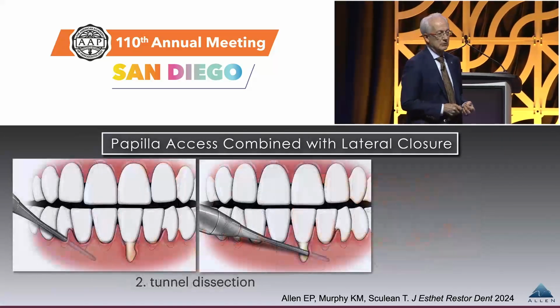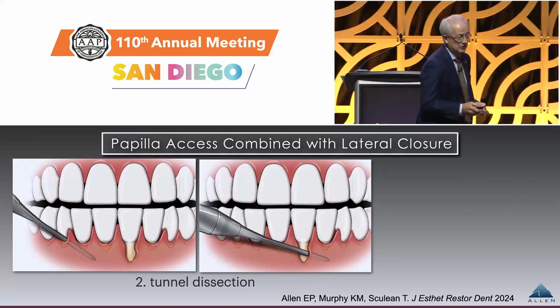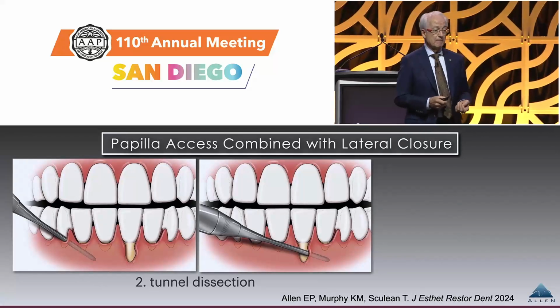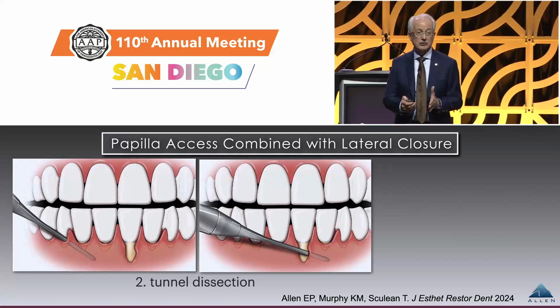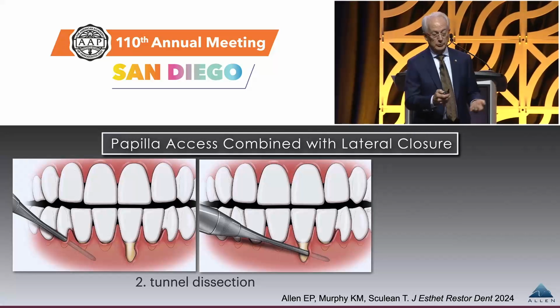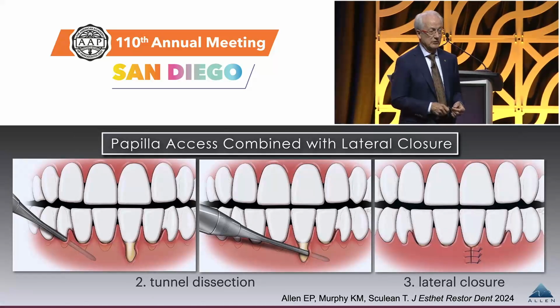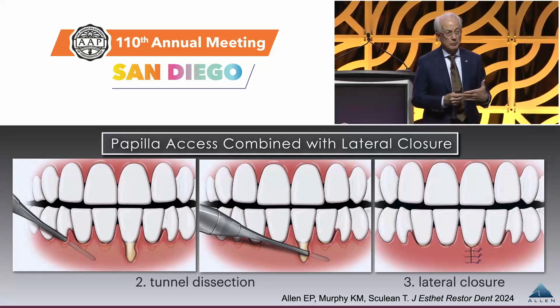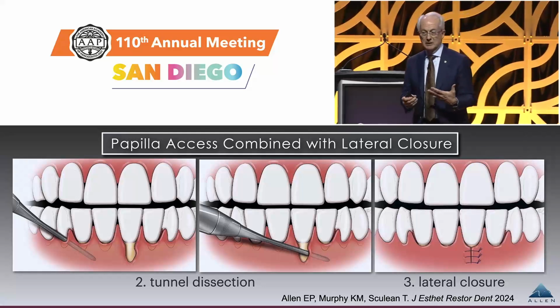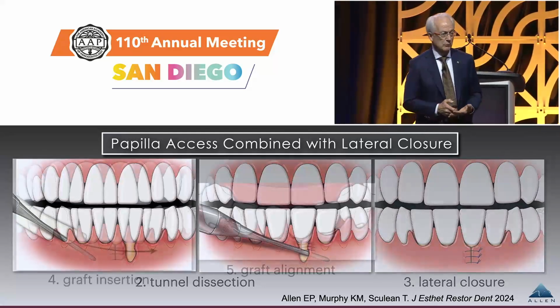So that was a schematic of it with the papilla incision. You leave a papillary bed, and then you can dissect that tunnel through the deep recession site, which gives you access, or through the papillary incision, or both usually. And the difference here is then I do the lateral closure before I put the graft in. So I have an easier time of doing that more accurately.